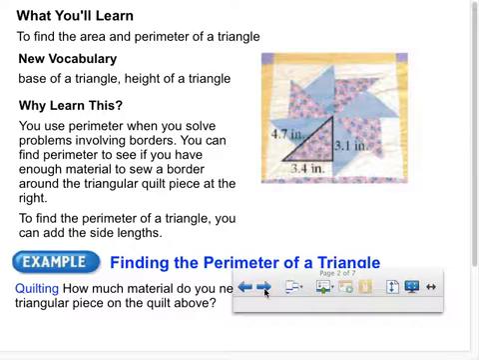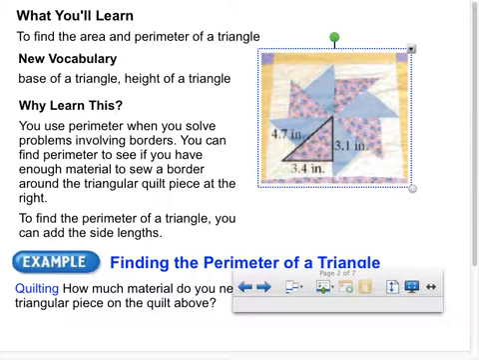All right, so moving along, I'm going to go ahead and read this because I want to put this on the class YouTube channel. What you'll learn: to find the area and perimeter of a triangle. New vocabulary: base of a triangle, height of a triangle. Why learn this? You use perimeter when you solve problems involving borders. You can find perimeter to see if you have enough material to sew a border around the triangular quilt piece at the right.